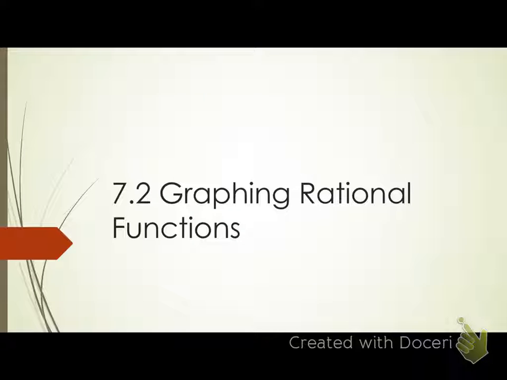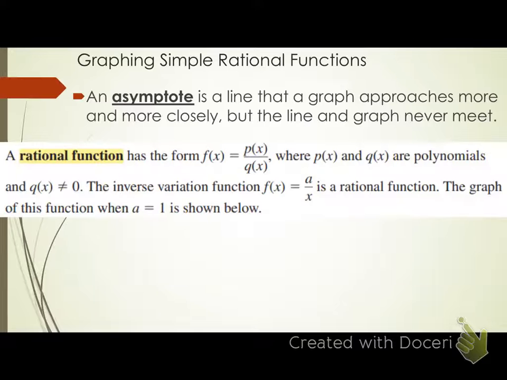7.2, graphing rational functions. So, we probably need to talk about what a rational function is. But before that, we're going to talk about this weird-looking word that you guys probably don't know how to pronounce yet. It's called an asymptote.